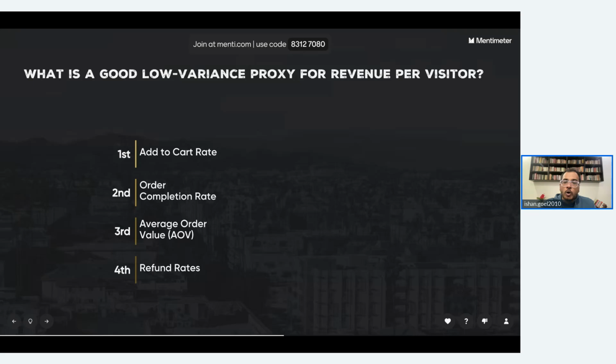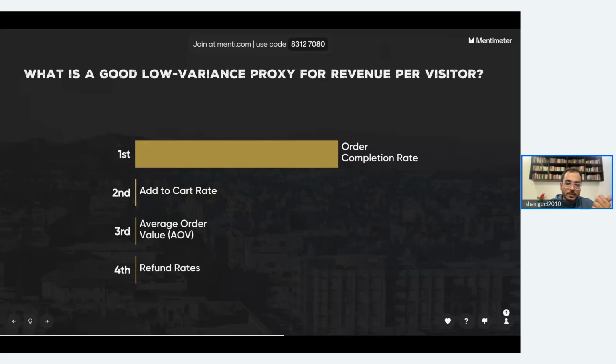So great, I'll move to the next such question. What is a good low variance proxy for revenue per visitor? Have I made the options too hard? It's okay, I am waiting. Okay, great.